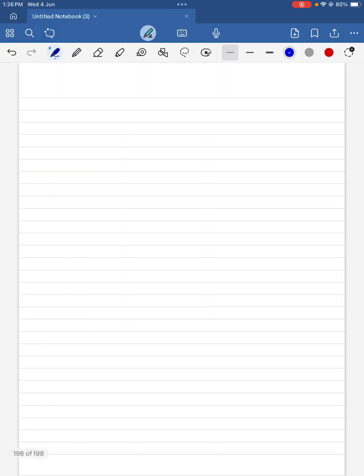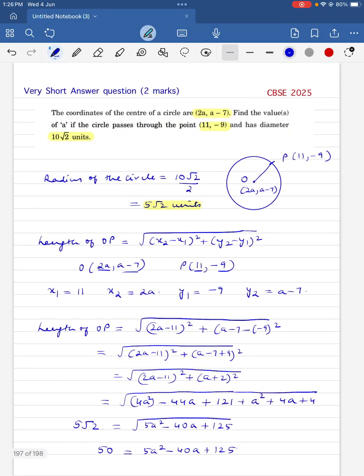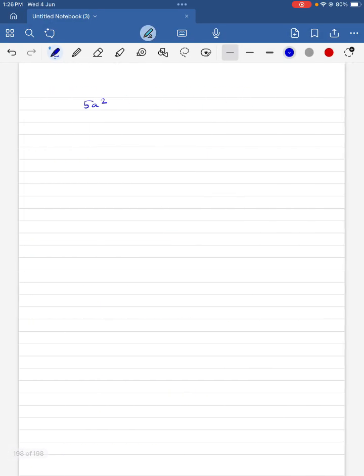So for that, I'm taking the 50 to the other side. So 5a squared minus 40a plus 125 minus 50 would now become equal to 0, which is 5a squared minus 40a plus 75 is equal to 0. Let me divide throughout with 5, and I would have a squared minus 8a plus 15 is equal to 0.